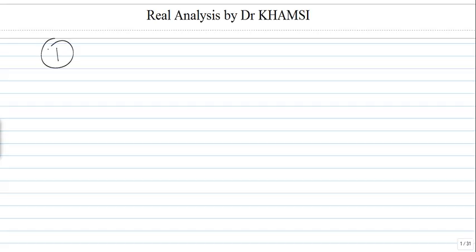So what's the difference, first of all, between a simple function and a step function? Keep in mind, let us just recall everything. So a function phi is defined on a measurable set E into R.